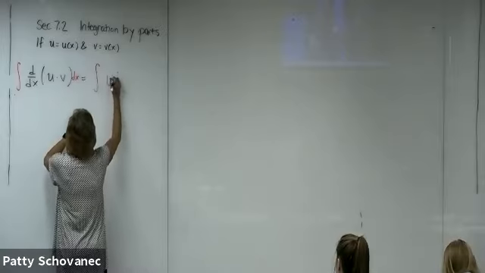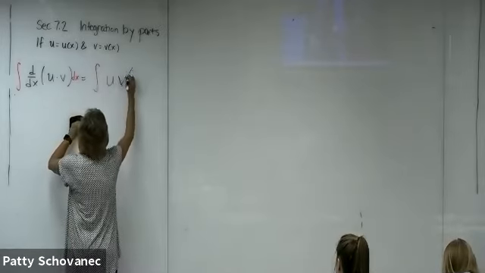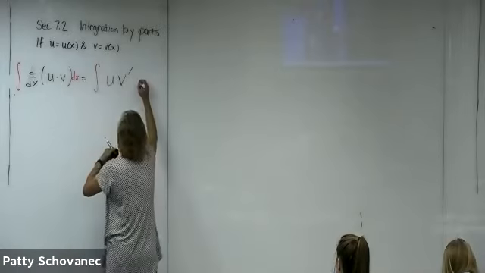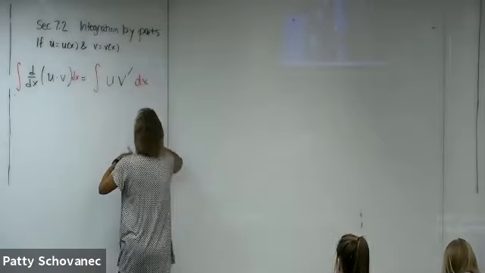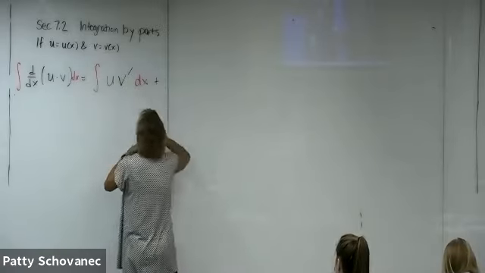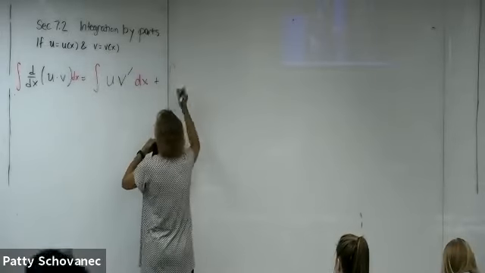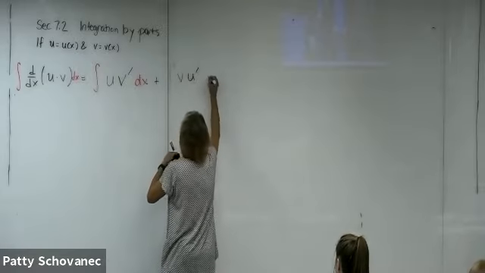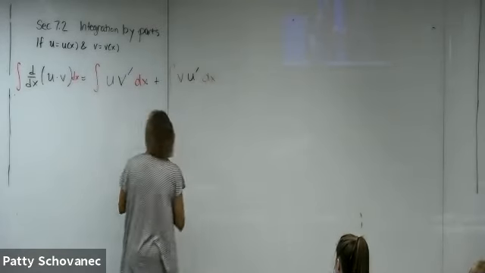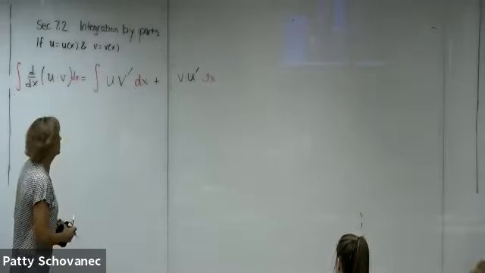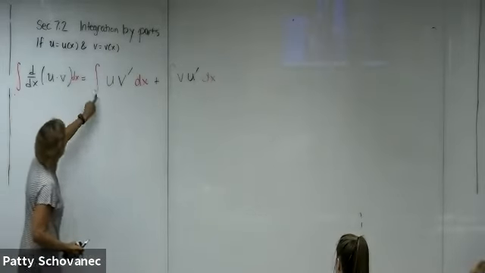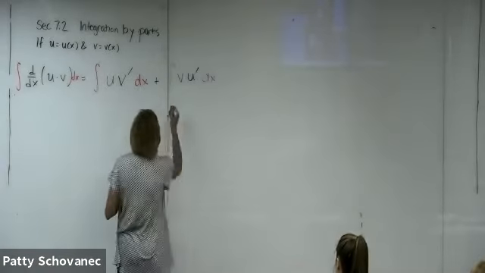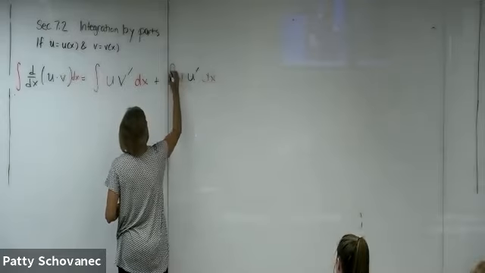I said first times the derivative of the second. I'm going to go ahead and integrate that with respect to x, plus, now my integral sign, second times the derivative of the first. You write dx. I'm integrating with respect to the variable x. So this pairs with that, pairs with that. I'm going to go through there and integrate each term with respect to x.